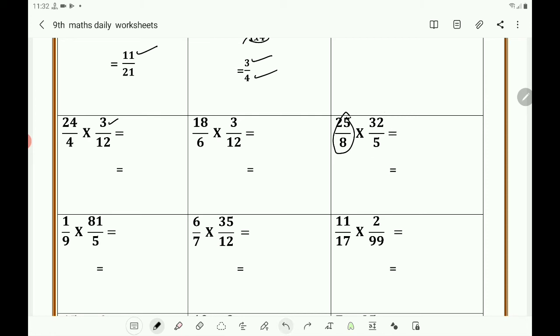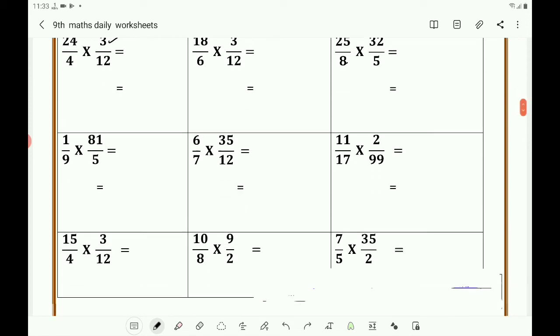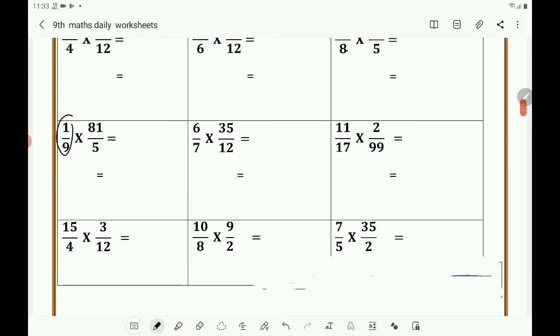Next you take 25 by 8 into 32 by 5. Here also you can take this and this. They are in the common table. In which table they are, you think and cancel. Next, 1 by 9 into 81 by 5. Children, you write both the fractions here and try to cancel. In which common table they are, that you have to think and cancel.